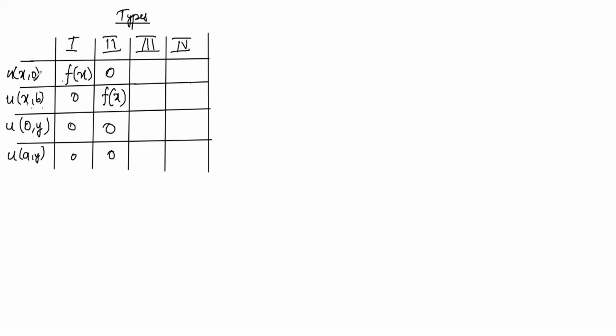Similarly I'll take one more. Here I'll impose the condition on u(0,y) as some g of y, and I'll fix all other conditions to be 0. That means u(x,0) is 0, u(x,b) is 0, u(0,y) is g of y, and u(a,y) is 0. That gives my type 3. Now comes type 4. In type 4 I'll simply fix u(a,y) equal to some function g of y, and the rest of the conditions are 0. So mainly we have 4 types.